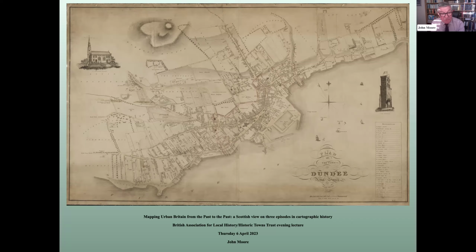During a rather part-time career as a researcher, I've grown increasingly fascinated by how British towns and cities have been mapped, and the rather fragmented and frequently inconvenient record which has survived. Tonight, I want to focus on three specific episodes in the history of the subject over the last 2 centuries.